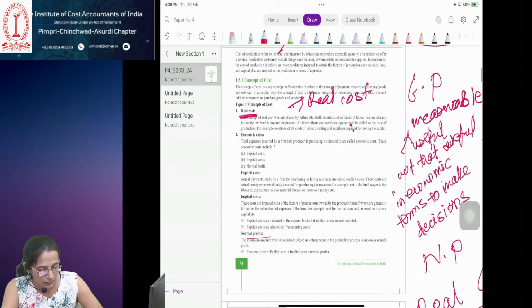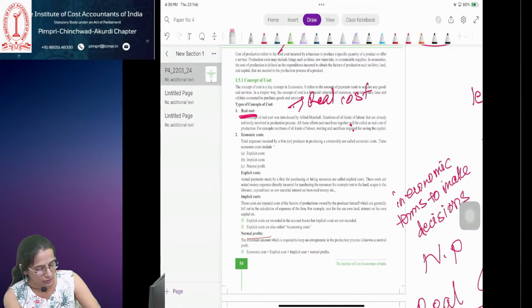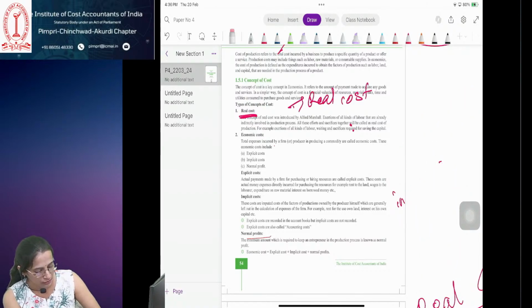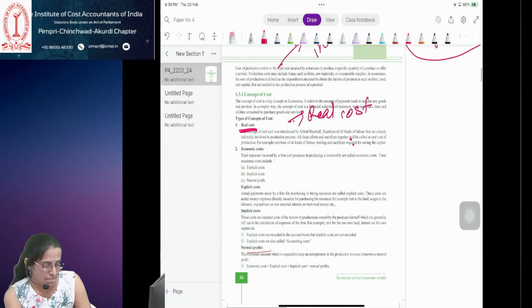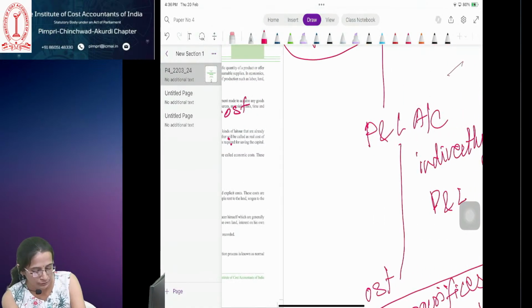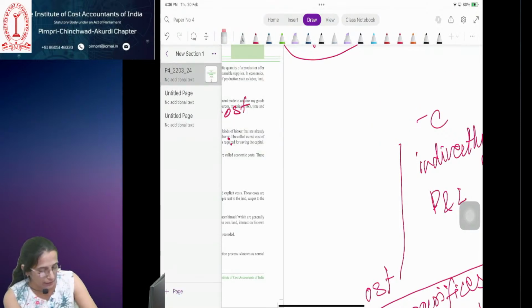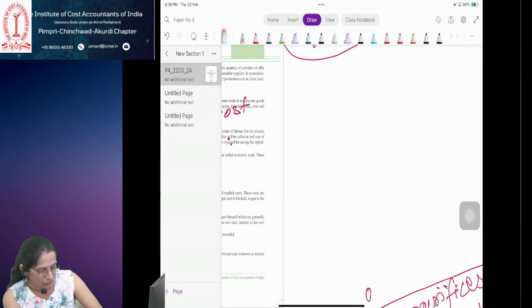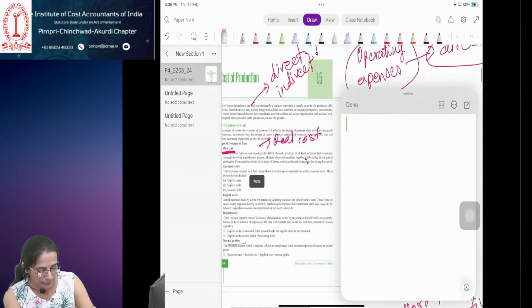Now, the second cost is economic cost. So, what is economic cost? Have you heard about economic cost in 12th standard? Have you? Any one of you? Saili, Piyush, heard about economic cost? No. Okay.